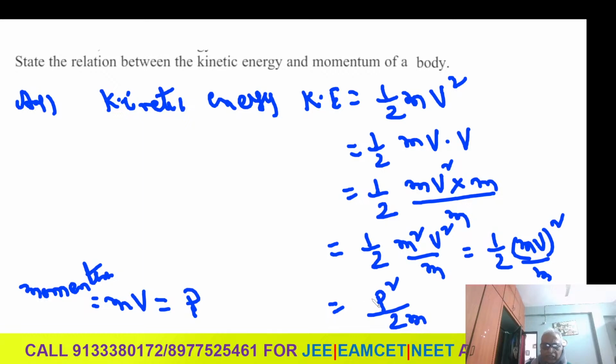In the public examination, you have to write what each letter stands for, even though they are standard letters. P stands for momentum, m stands for mass. Because P is also used for power, earlier we wrote P is power, and now we are writing P is momentum. M is mass.